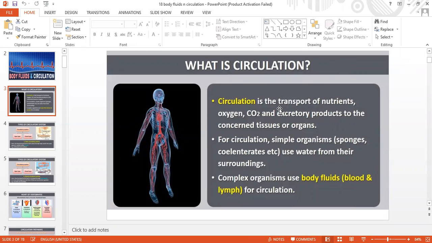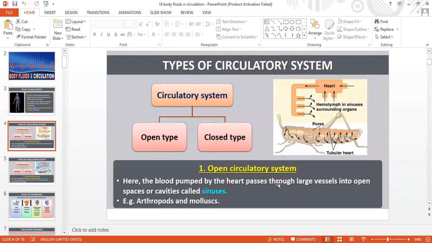Circulation is the transport of nutrients, oxygen, carbon dioxide, and excretory products to the concerned tissue or organs. For circulation, simple organisms like sponges and coelenterates use water from their surrounding. Complex organisms use body fluids like blood and lymph for circulation.